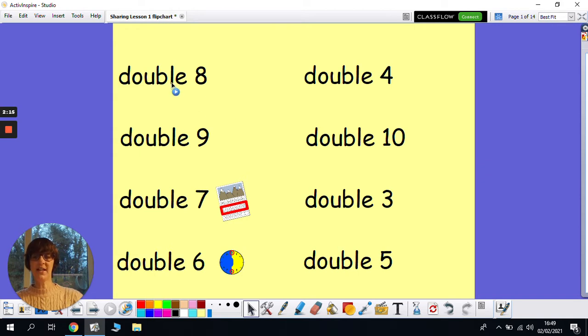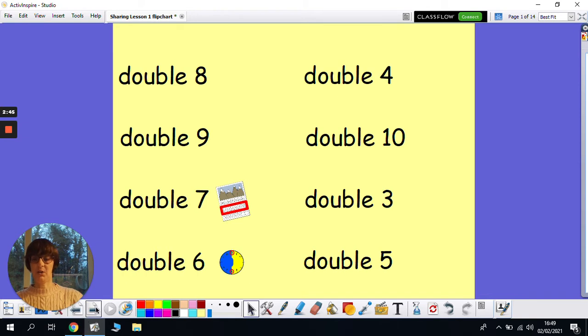Double 8 is, good, 16. Half of 16 is 8. Well done. Double 9 is 18. And half of 18 is 9. Double 7, well done, is 14. And half of 14 is 7. And double 6 is, good, 12. And half of 12 is 6.